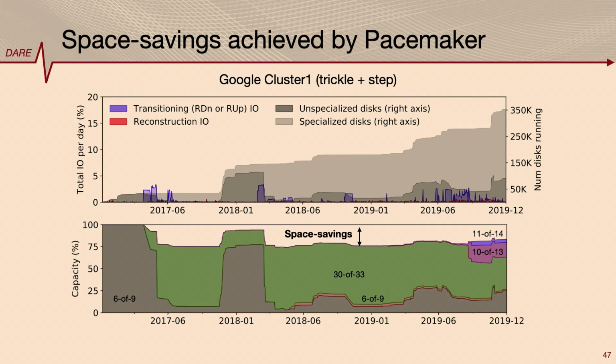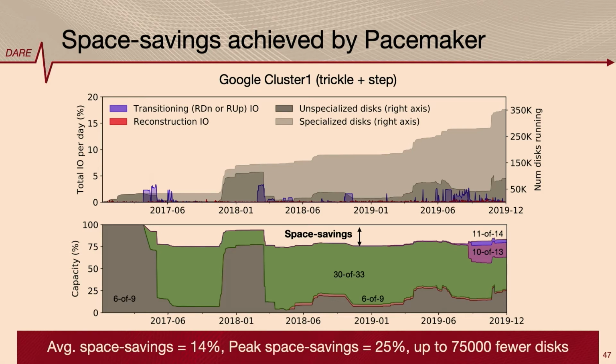Now, the same x-axis on the bottom graph shows you the space savings that were possible because of Pacemaker. So you have the 6 of 9 default redundancy scheme being used at the very beginning when all disks are in dark gray. As the disks transition into more efficient phases of useful life, we can start using more efficient schemes such as 30 of 33, 10 of 13, 11 of 14, and so on, which always guarantee that your data is adequately safe, but you also have a lot of space savings.